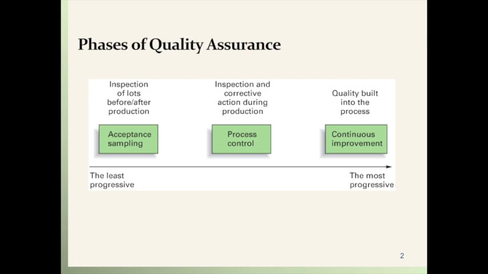And then the next one, in the middle, is process control. This is where you have inspection and corrective action during production. And then the most progressive is on the right, and this is where you have quality built into the process.